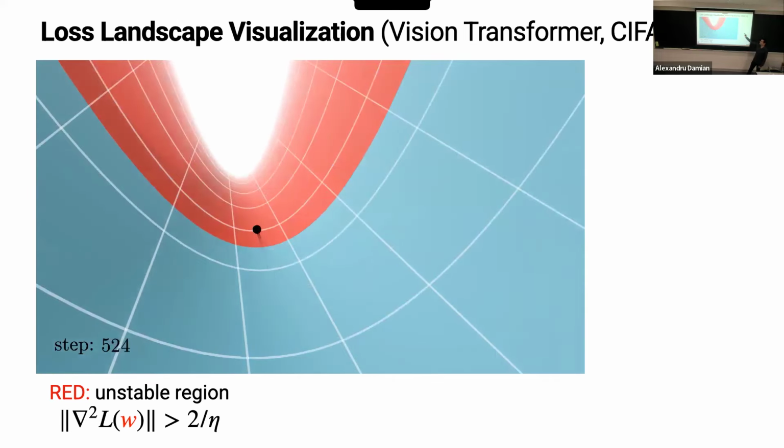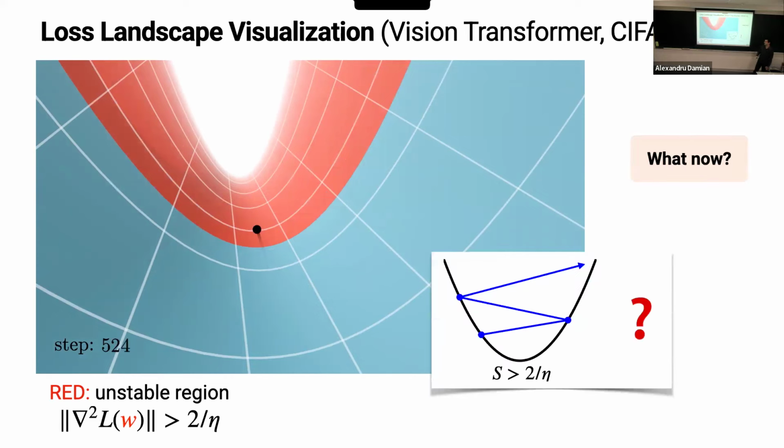So this is not just some artifact of a vision transformer or some artifact of CIFAR10 or some artifact of the learning rate that I've picked. It turns out that for any model, for almost any reasonable learning rate and any data set, you'll always end up in this red region. You'll always end up in a region where gradient descent is unstable. So what happens next? Again, if this were just a quadratic, you would expect a picture like this. You'd expect it to begin to blow up exponentially fast.